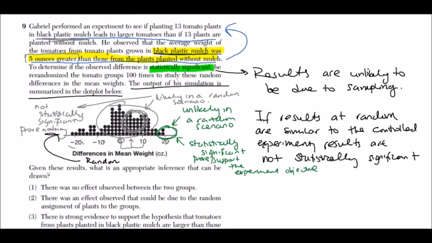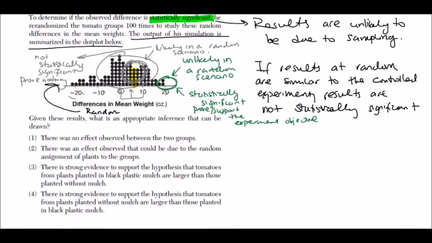So in this case, we've got 5. Well, the 5 is right here. That's very likely in a random scenario. So the conclusion that we could draw from this was, well, there was definitely an effect because the 5-ounce difference did occur. And that is greater than our mean, which is about 0 here. So we can't say there was no effect observed between the two groups. There was an effect, but it could very well be due to the random assignments of the plants to the groups because of how frequently it occurred in the random distribution.